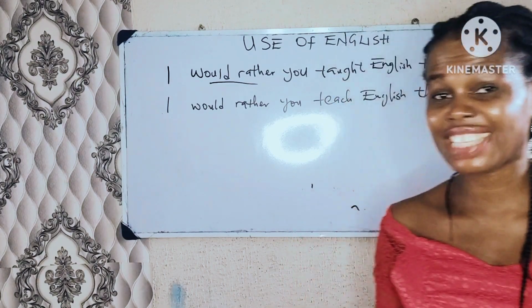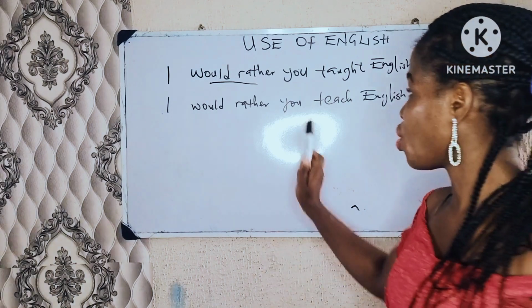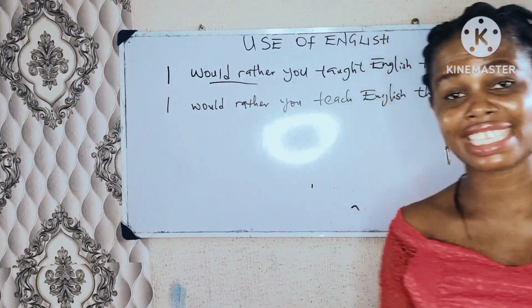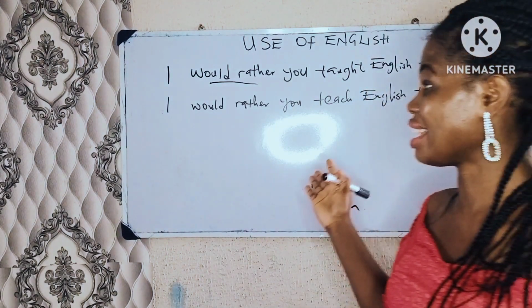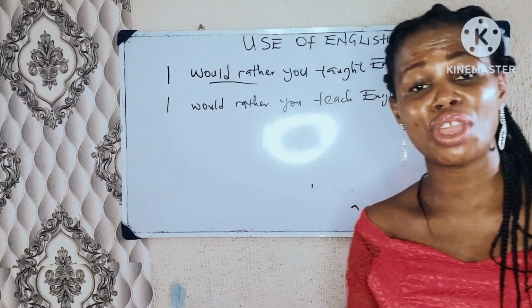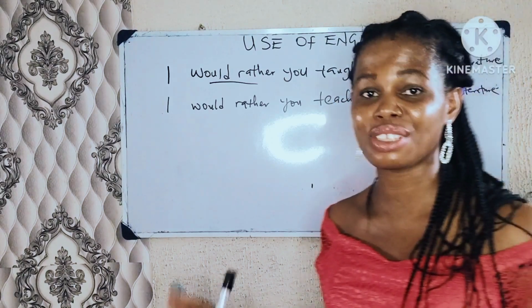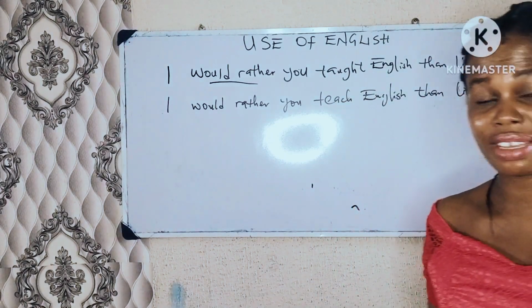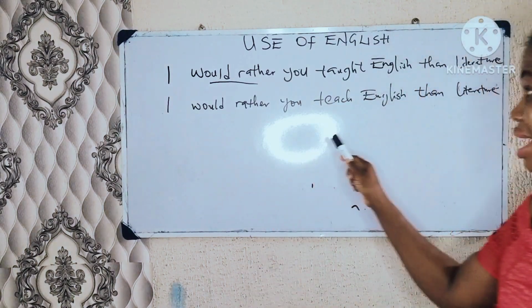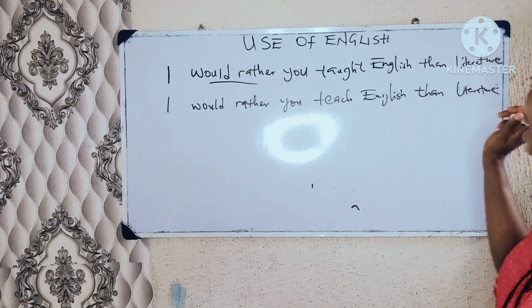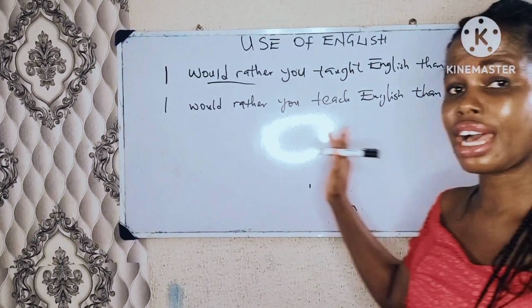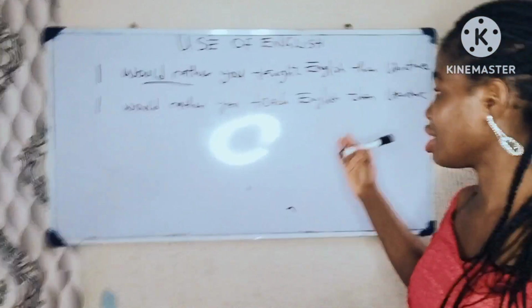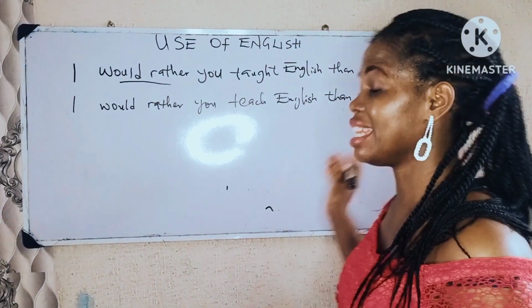In today's video, you're going to learn how to use would rather in a sentence. Would rather is an expression that you use when you want to say that you prefer something to another. For example, I would rather you taught English than literature.